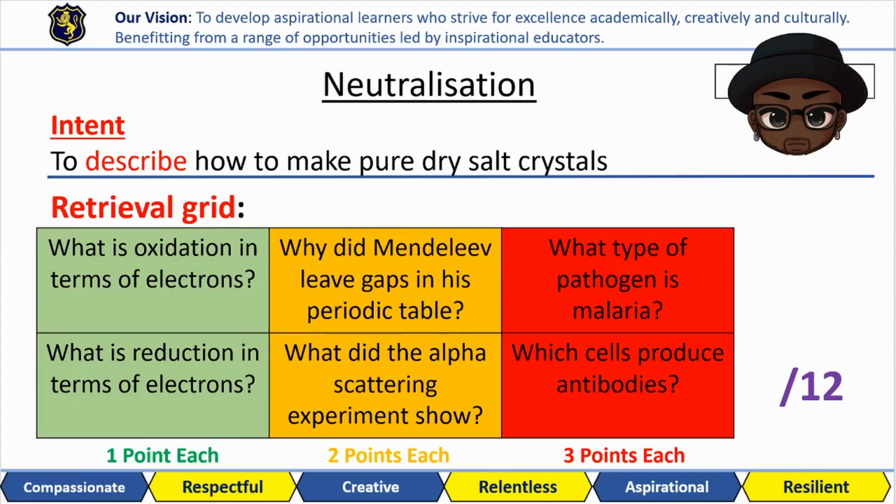Here is the retrieval grid for this lesson. The further to the right the question is, the further back in time you have to retrieve the information. And also notice that you gain more points for the questions that are harder to retrieve. Pause the video and see how many of the 12 marks you can get.